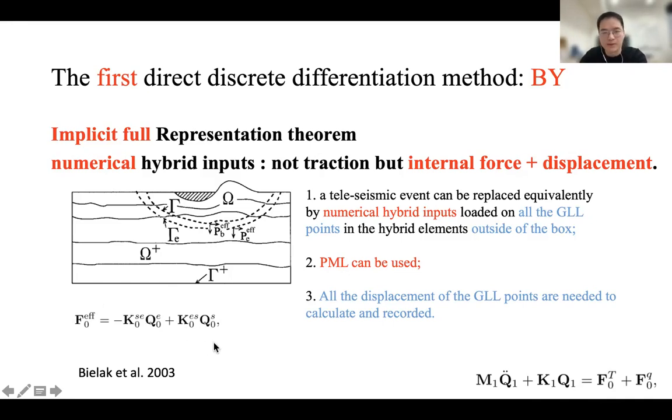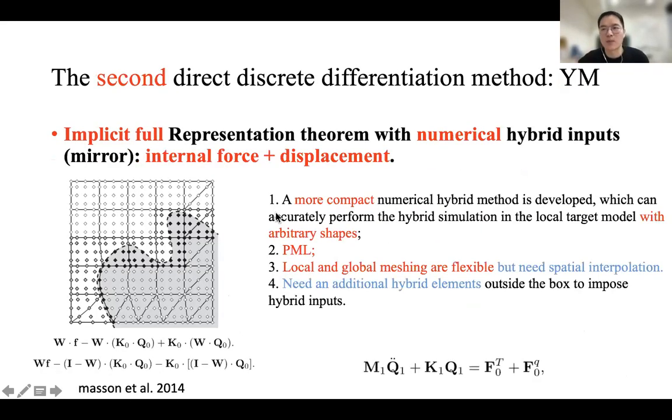But because we know when we do the integration, if we focus on physical, we only need the points exactly on the boundary. But if we do it in a numerical way, we need information of the whole domain. And the second one is the Mason way. It is from the Ed Mason's paper.